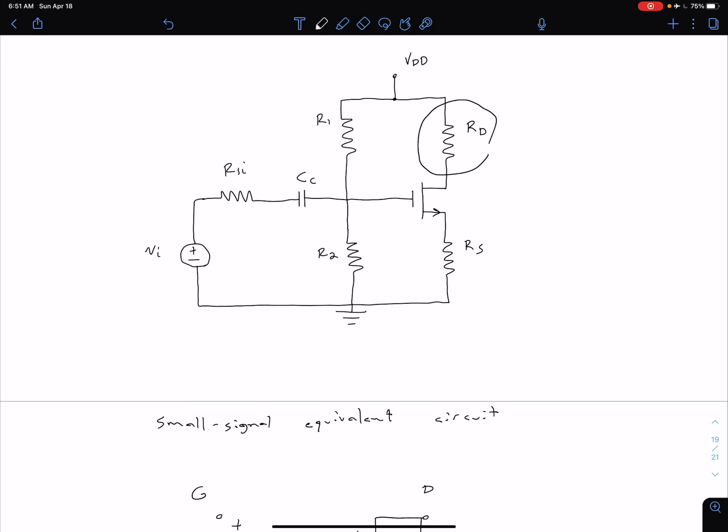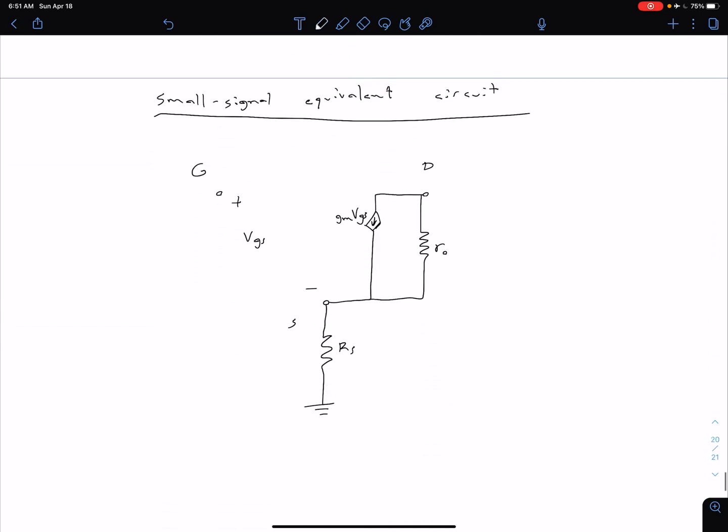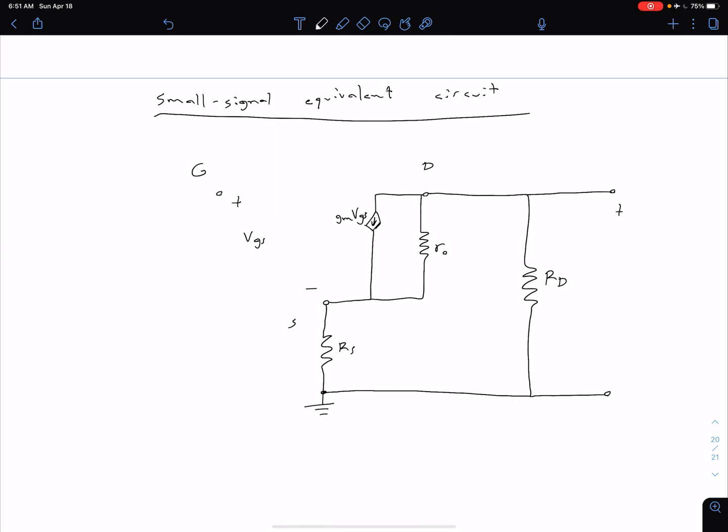Because remember, for this small signal equivalent circuit, we are shorting or deactivating all of our DC voltage sources. So what that means is that VDD is at a signal ground. So we have RD, which is between our drain up here and our signal ground, which we said is down here at the bottom of R sub S. So this is RD, and we also know that our output voltage is defined as being across RD. So this is going to be our output voltage V0.